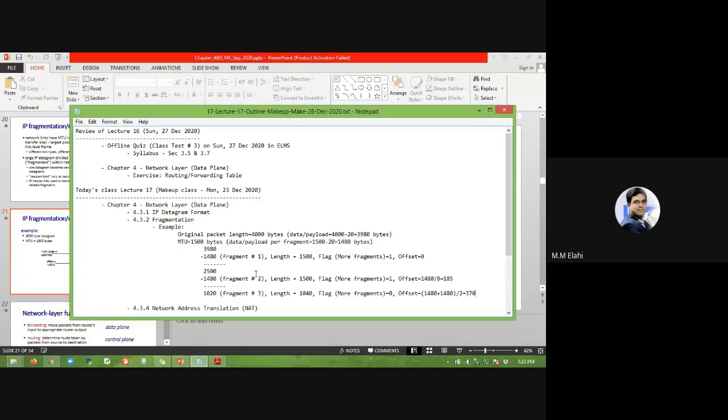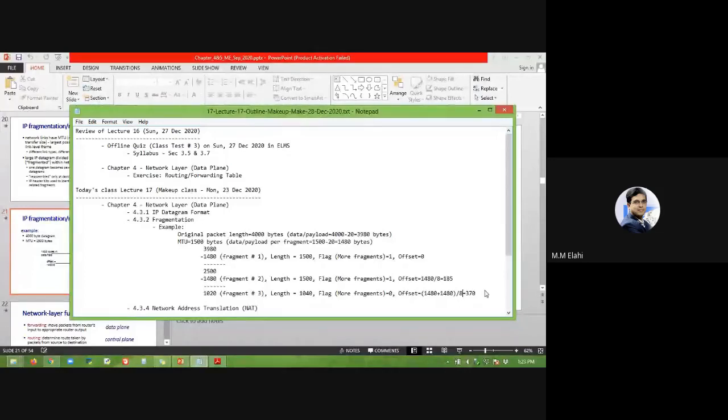So this is how fragmentation is done. Is it clear, sir? Will it not be divided by 8? Which one? Sir, 1480 plus 1480 divided by 2, will it not be? Sorry, sir, 8, will it not be 8? Oh, okay. Thank you. Definitely divided by 8.